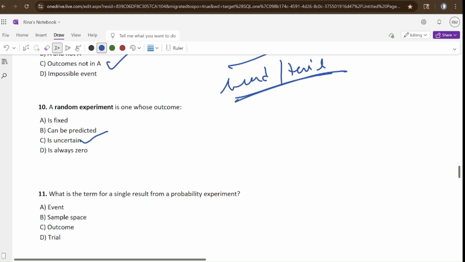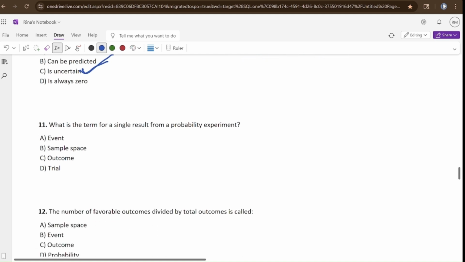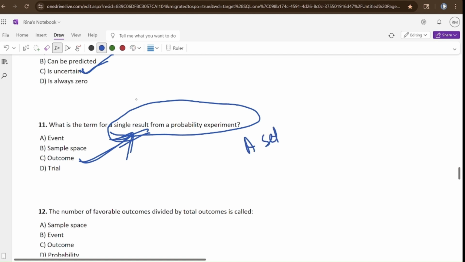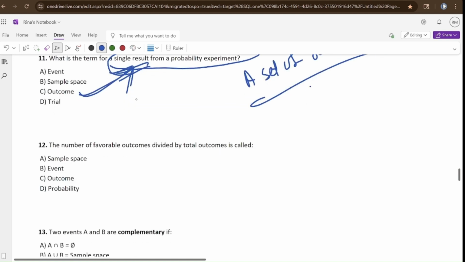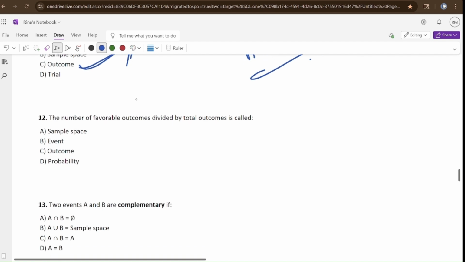Okay. Next, a random experiment is one whose outcome is uncertain. That is why that is random. We don't know what will be the outcome. So we are doing random experiment. What is the term for a single result from a probability experiment? Single result from the experiment. After you have done the experiment, there is a single result. That is known as outcome. Okay. And a set of outcomes is known as what? Event.